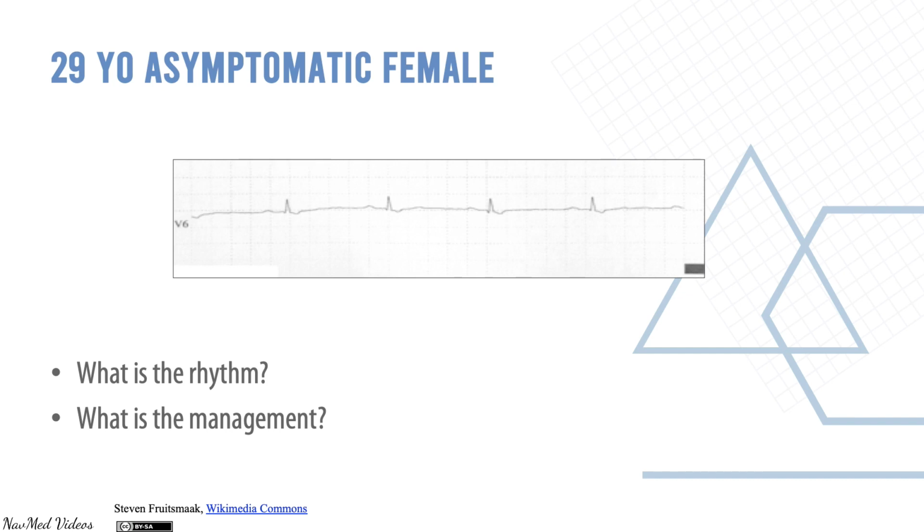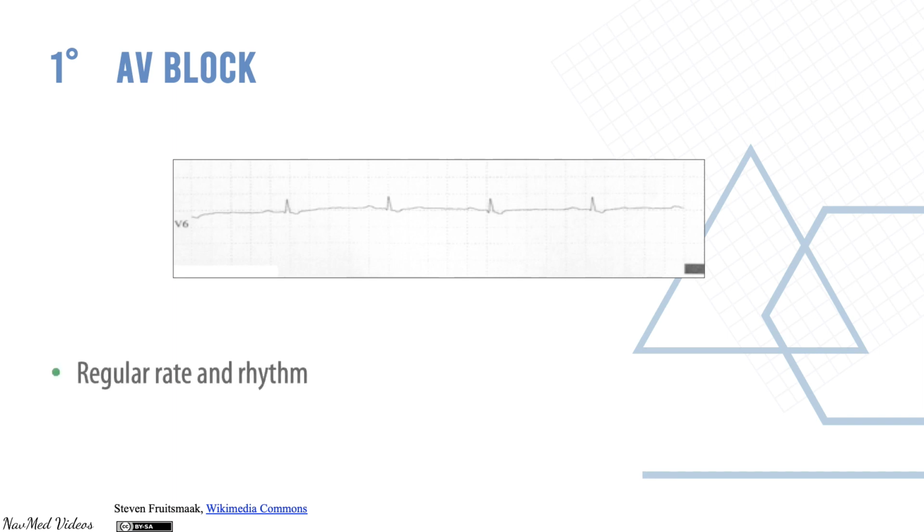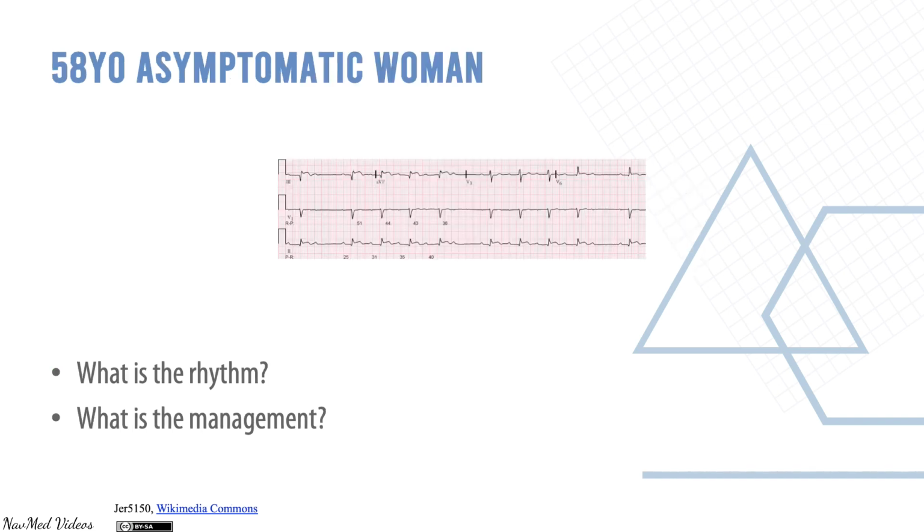Okay, so now you have a 29-year-old asymptomatic female. You're going to know what's the rhythm, what's the management. Okay, so this is first degree AV block. Regular rate and rhythm, normal P wave with long PR, normal QRS. First degree AV block. Remember, no urgent emergency treatment is needed in this. Basically, follow the bradycardia algorithm if the patient is unstable.